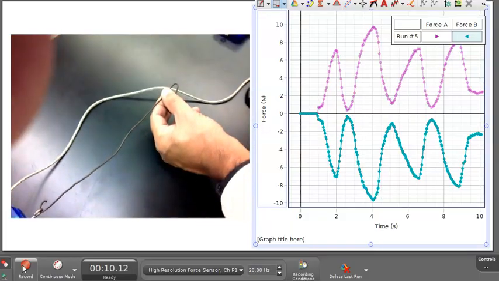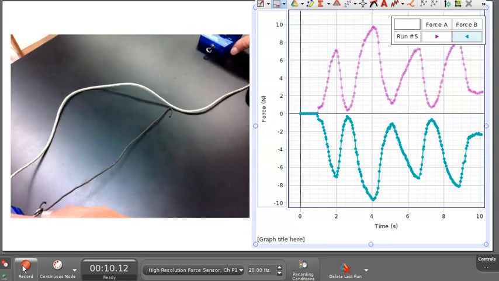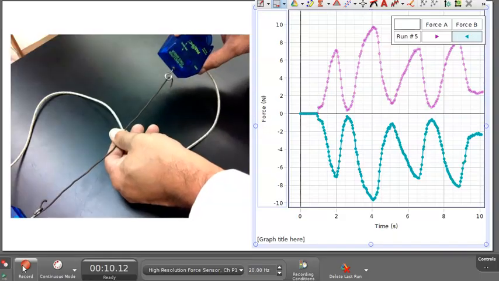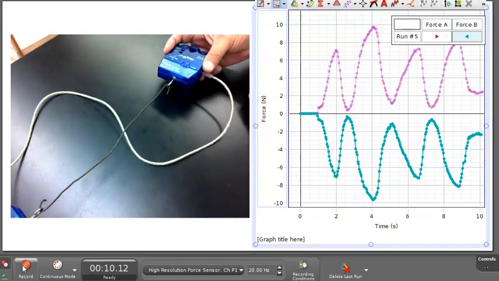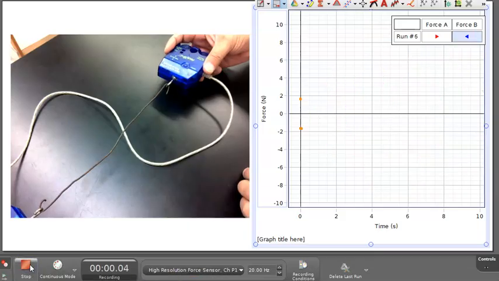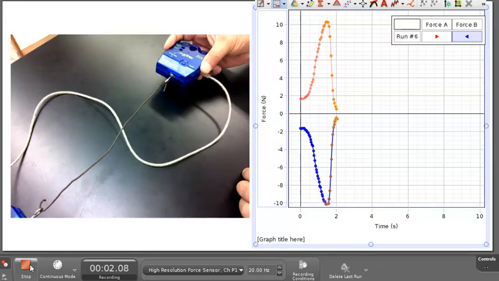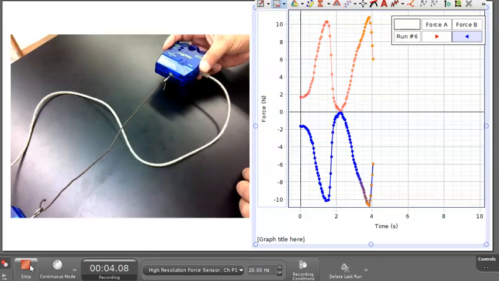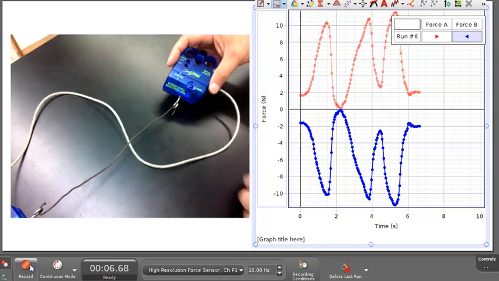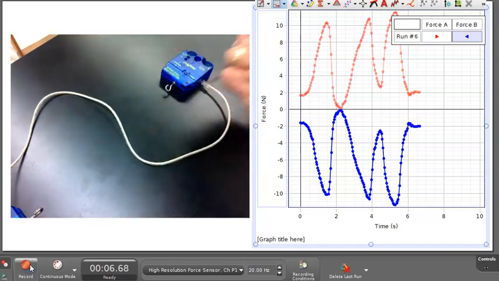So we'll hook it up to the force sensors, zero the force sensors with no load on it. There we go. We got it hooked up. Let's go ahead and start recording. And we see the force again is transmitted undiminished. The force on A to B is equal and opposite the force from B to A.